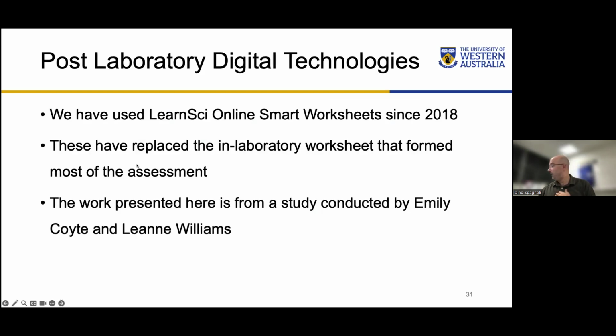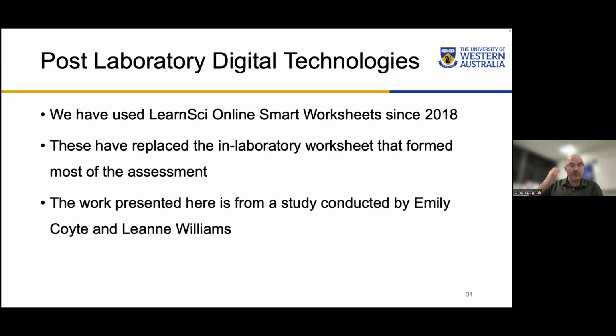On the post-laboratory side of things, we've been using a company known as LearnSci that some of you will know about. We've been using their online worksheets since about 2018. We used to have in-laboratory worksheets where students would complete the assessments in the laboratory while they're completing the practical class, and have to hand in that laboratory sheet, and that would get graded.